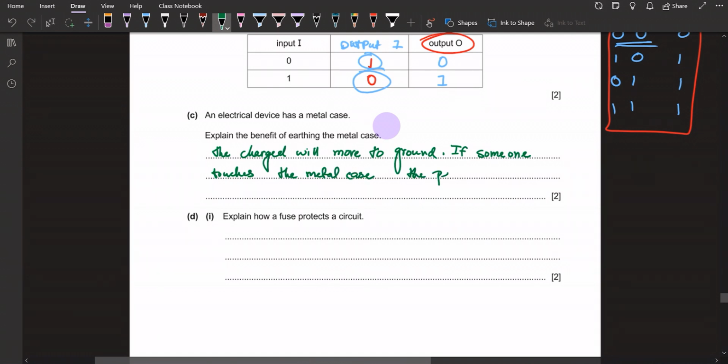The person is not going to get electrocuted.